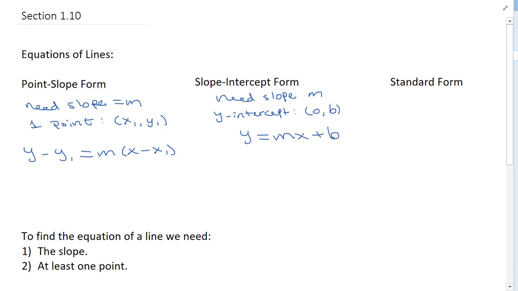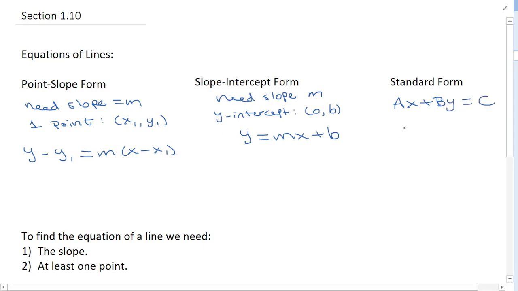If you just say b, you're just giving the y-coordinate of the y-intercept, but you're not giving the y-intercept itself. The y-intercept itself is a point, so you have to write it with the x-coordinate and the y-coordinate.